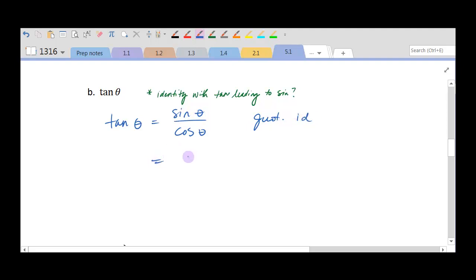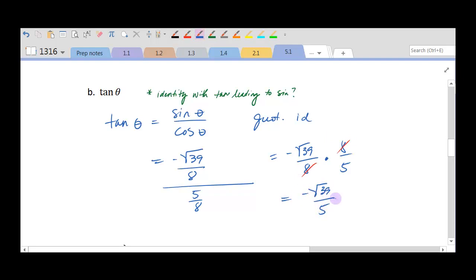When I replace sine theta with what I just calculated, negative square root of 39 over 8, divided by cosine theta, which is 5/8, now all I need to do is simplify this. When we divide fractions, we're actually multiplying by the reciprocal. So this is negative square root of 39 over 8 times the reciprocal, which is 8/5. You can see that these 8's are going to cancel out, leaving me with negative square root of 39 over 5. So I also want to ask myself, in quadrant 4, is tangent negative?